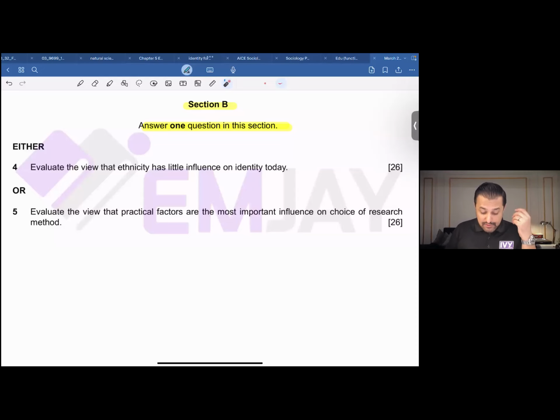So, evaluate the view that ethnicity has little influence on identity today. Before I proceed with this, another thing: we do not have any answering format that is advised by CAIE. I'd like to repeat that. We do not have any advised format that is prescribed by the CAIE. However, many teachers do, and I do that with my students too, when I suggest that they use a particular format when answering this question.